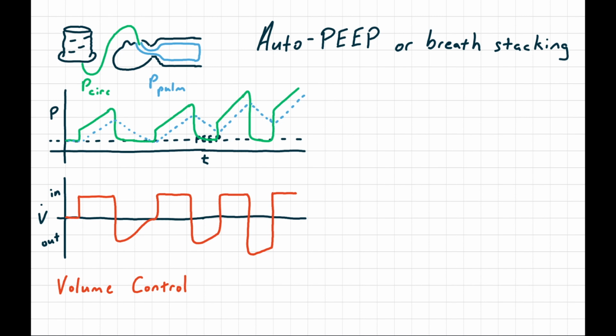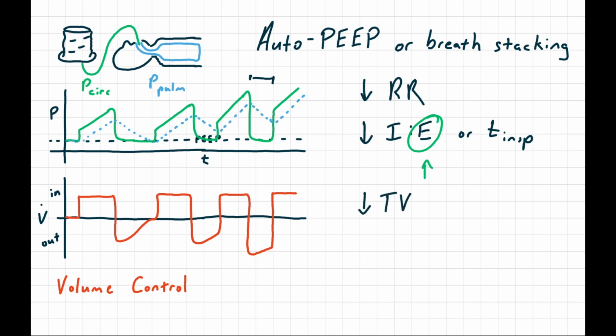The ways to avoid auto-PEEP or breath stacking are, most importantly, to make sure that your expiratory times are long enough, which means decrease your respiratory rate and decrease your I to E ratio or your inspiratory time, all with the goal of increasing your expiratory time. You can also decrease your tidal volume with the idea that if you're pumping less volume into the lung, you'll have less gas that needs to come back out during expiration. Now, all of these variables are in balance with other goals of ventilation, which is why sometimes this becomes a problem. But remember that the fundamental way to prevent auto-PEEP is to have an adequate expiratory time.